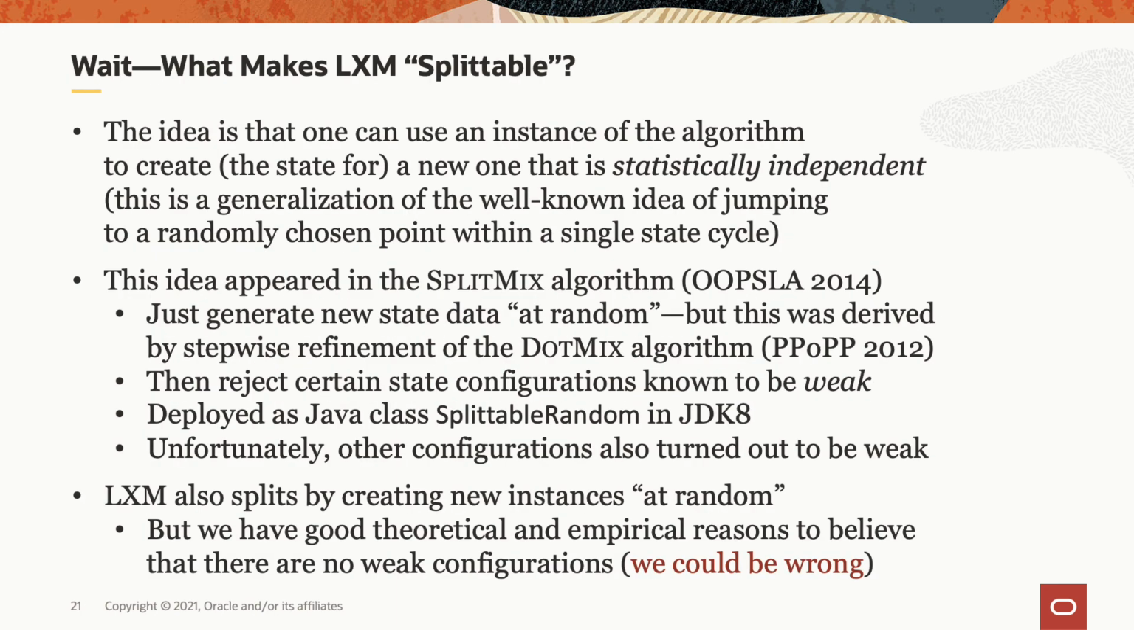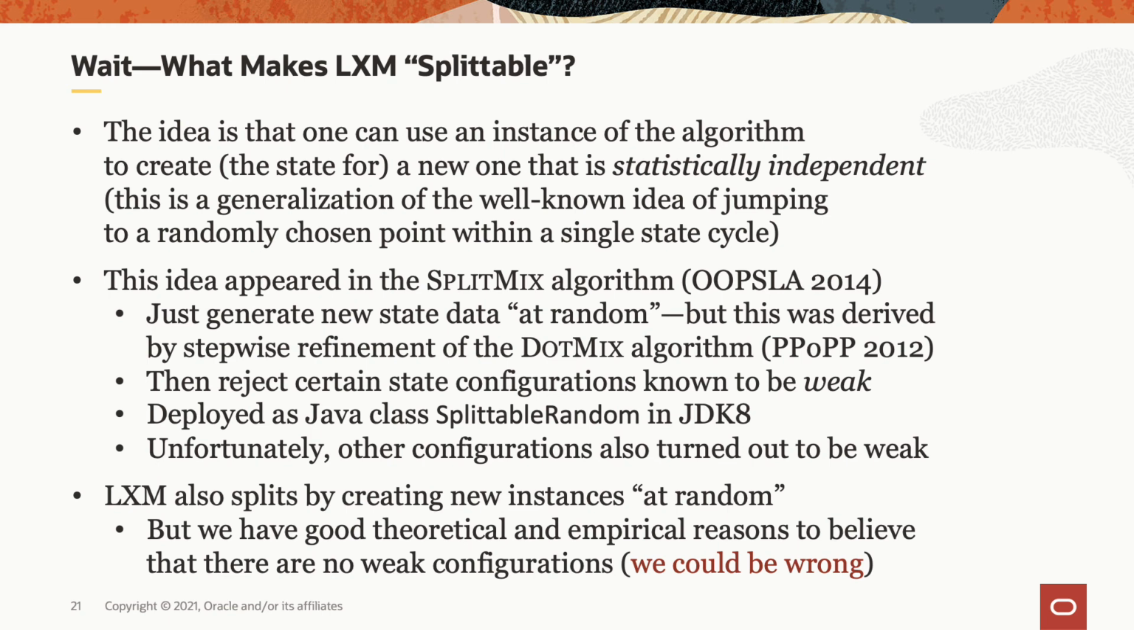But wait, the title of our paper promises that this algorithm is splittable. What does that mean? The idea is that given one instance of your algorithm, you can dynamically create the state for a new one that is statistically independent. This is a generalization of the well-known idea of jumping to a randomly chosen point within a single state cycle. This idea appeared in the SplitMix algorithm presented 7 years ago at OOPSLA. The idea was just to generate the new state data at random.